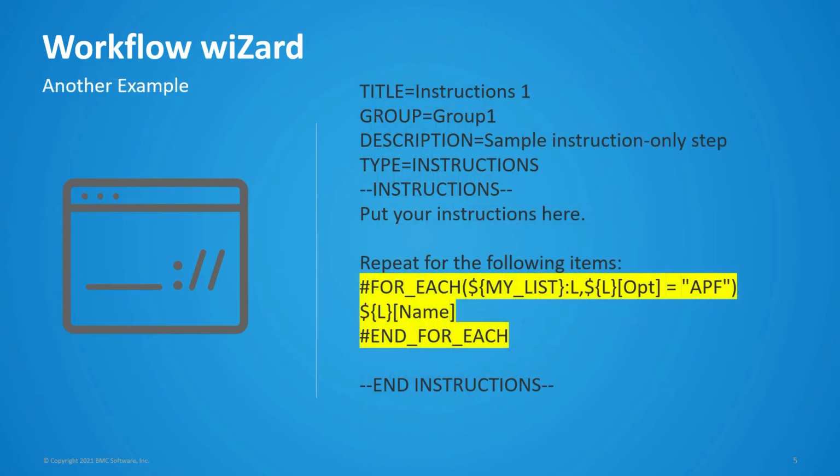Here's another example where iteration is performed on a property to emit some lines. In this case, it iterates across a property called myList and only processes those entries that have an out value of APF. This for each is processed by the workflow generator itself.